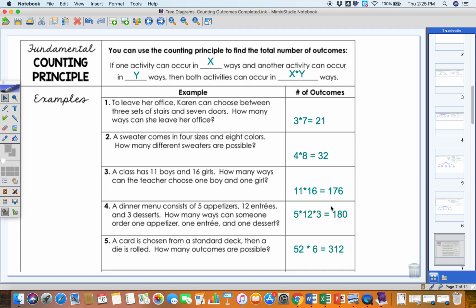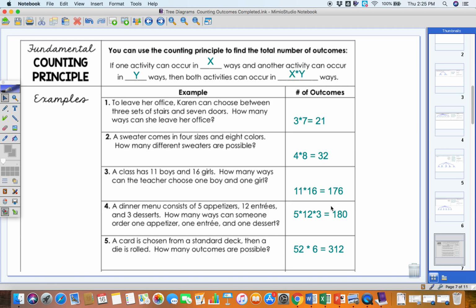A sweater comes in 4 sizes and 8 colors. How many different sweaters are possible? 4 sizes, 8 colors, multiply them together. That's 32 different outcomes. A class has 11 boys and 16 girls. How many ways can the teacher choose 1 boy and 1 girl? 11 times 16 is 176.